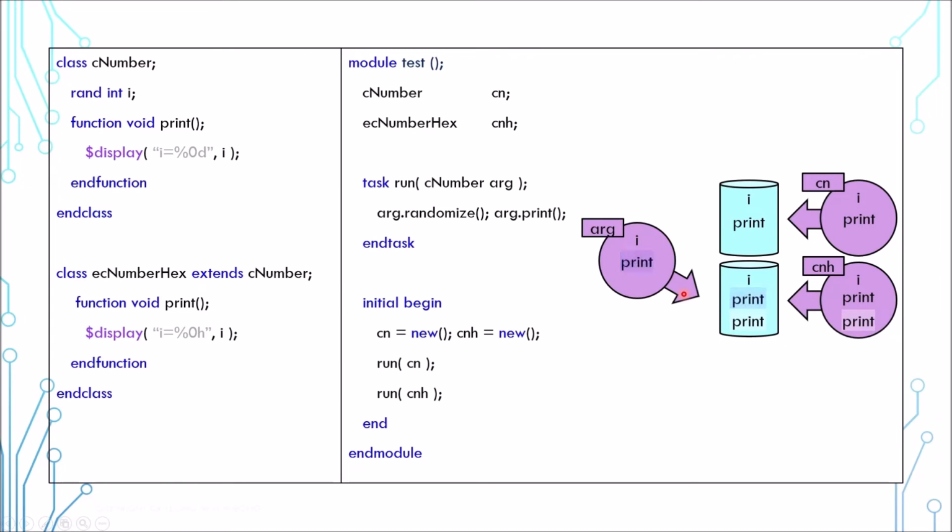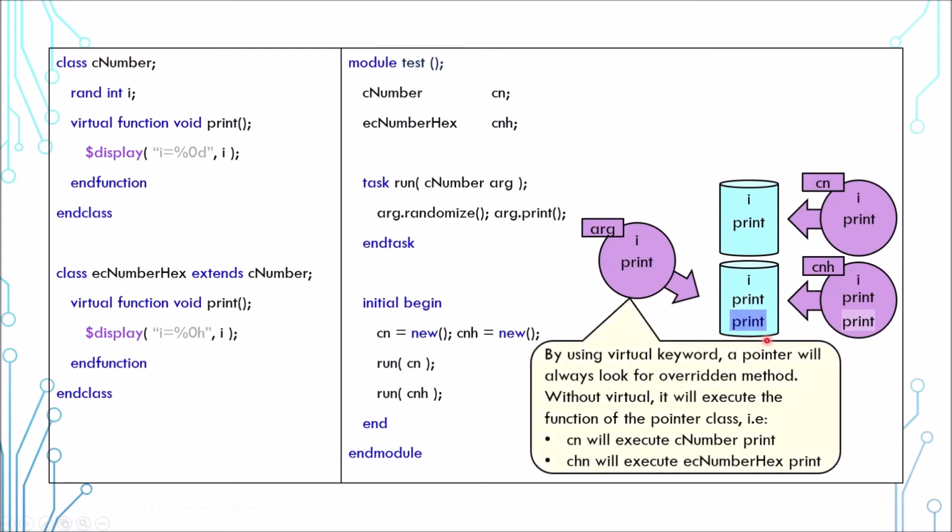We can achieve this by adding the keyword virtual to the methods. Let's take a look at how a virtual method works. Calling run with the CN object, the behavior is the same as before, but when calling run with the CNH object, even though the argument is a CNumber class, when you call the print function, it will look for an overridden version from the object. In this case, argument.print will refer to the overridden print in the extended object, and thus will print the number in a hexadecimal format.